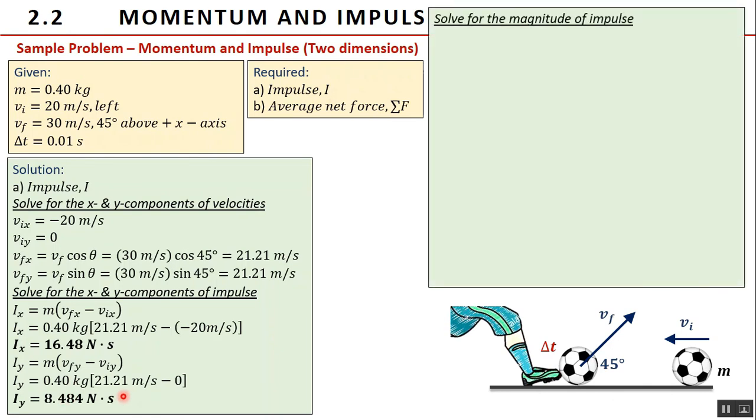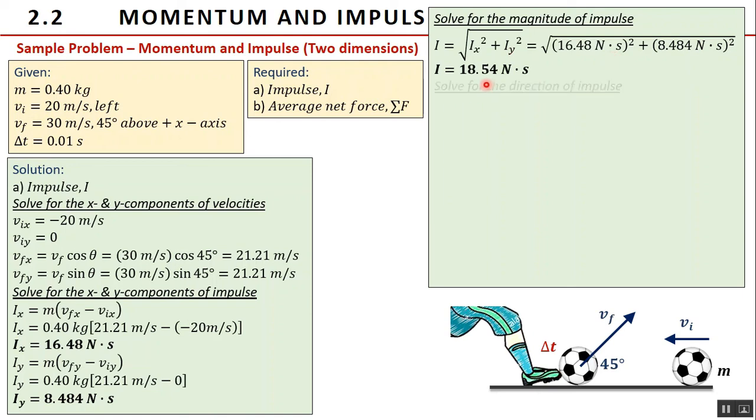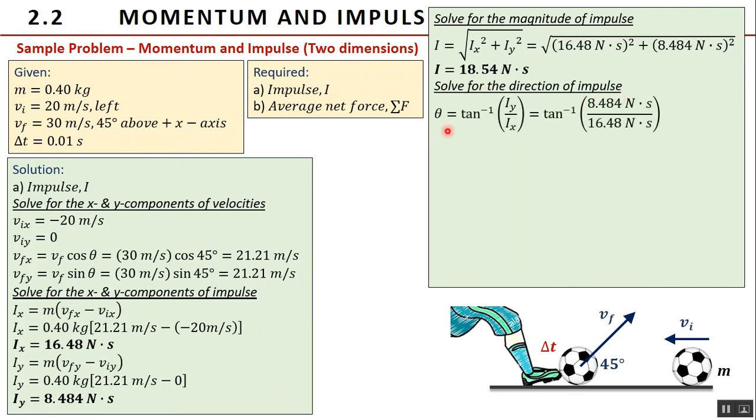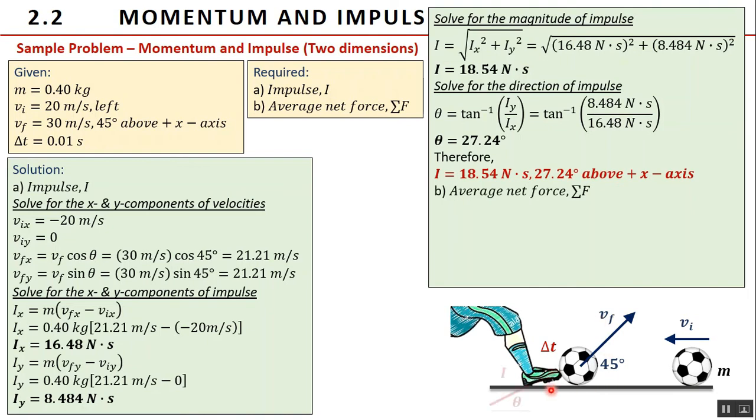After this, we're ready to solve for the magnitude of the impulse. We use Pythagorean theorem, I is equal to the square root of the sum of squares of I sub x and I sub y. Substituting the values, the magnitude of impulse is 18.54 Newton-second. Then we solve its direction, theta sub x, using the inverse tangent of I sub y divided by I sub x. Substituting known values, the angle is 27.24 degrees above positive x-axis. So this is above positive x, since the x and y components of impulse are both positive, so the impulse is acting on the first quadrant.